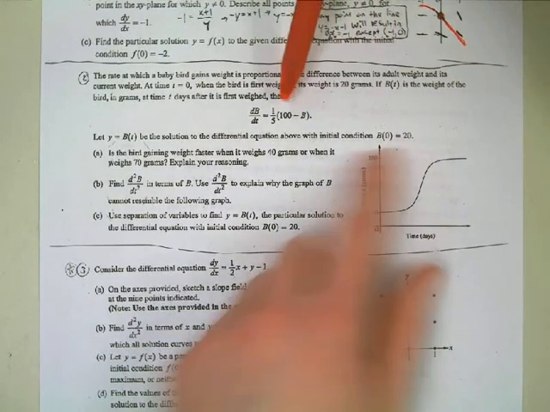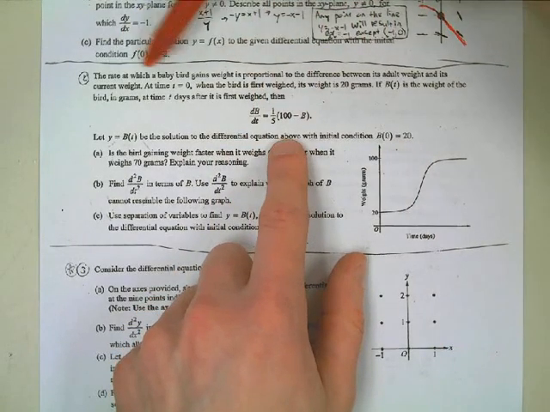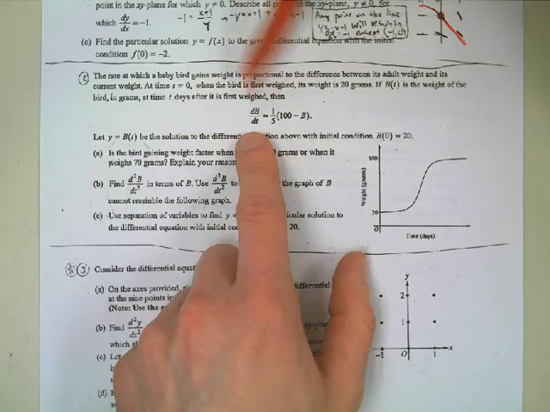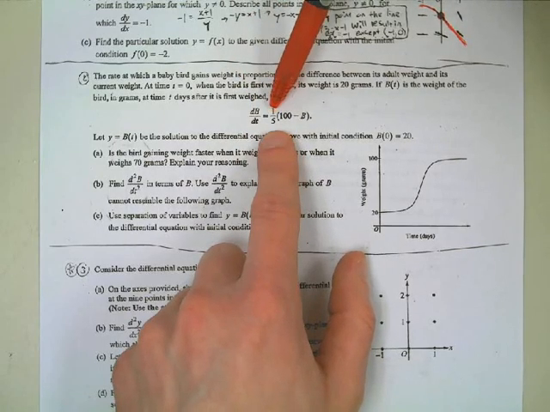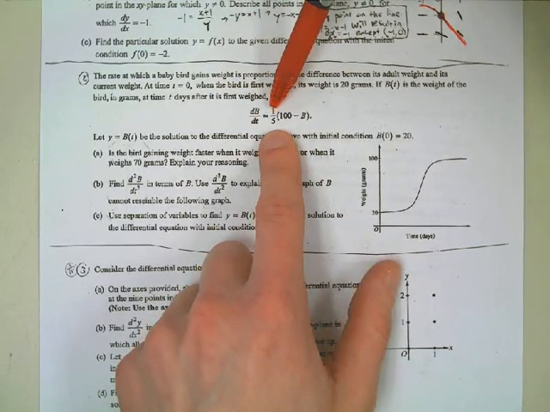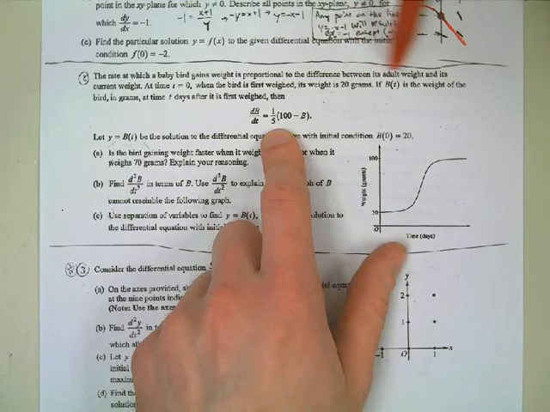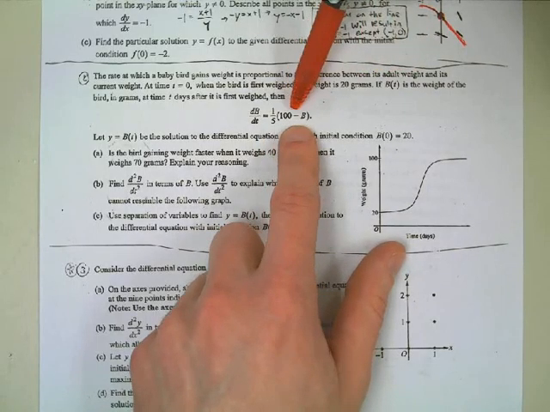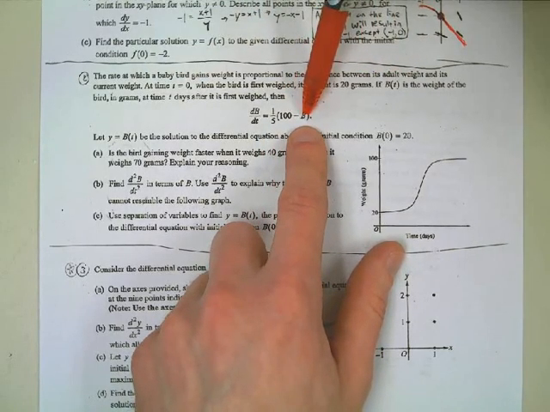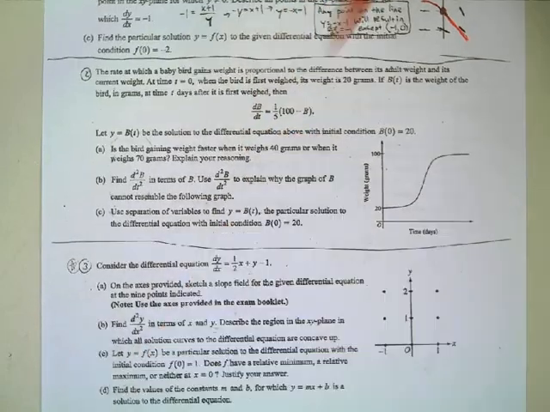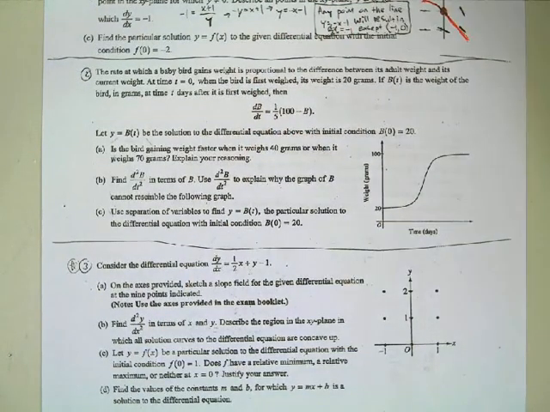Also, if you look here, the rate at which a baby bird gains weight, dB/dt, is proportional. There's your k. The k is already solved for you here. It's 1/5, to the difference between its adult weight, 100, minus B, its current weight. You see that? It's written out for us right there. That's the differential equation that was in that sentence.